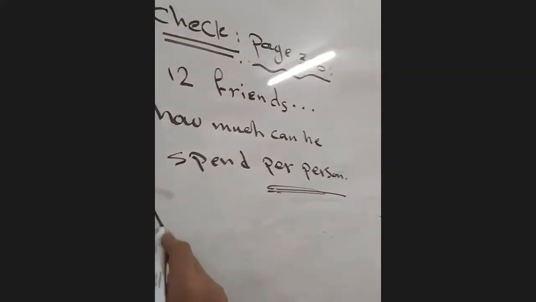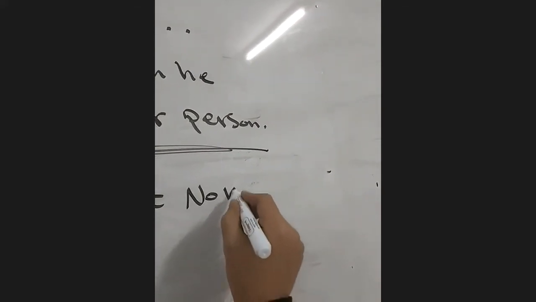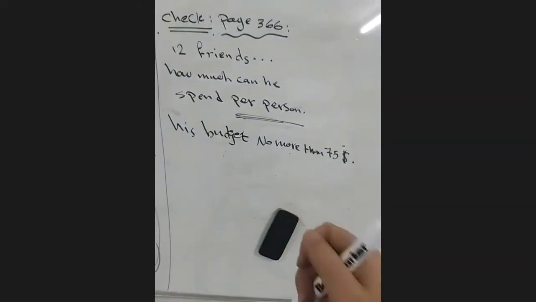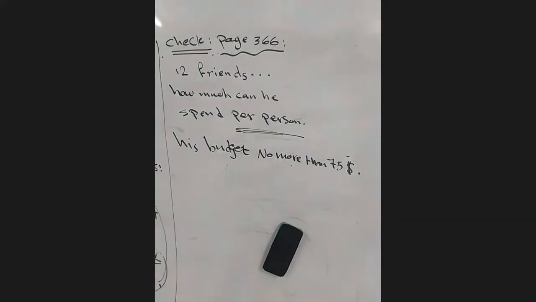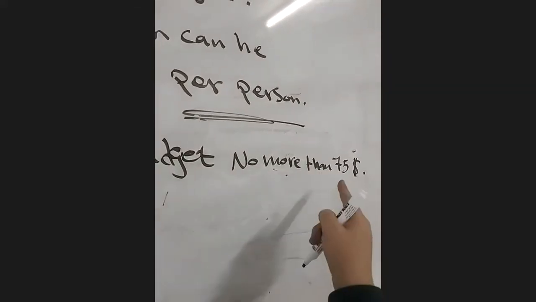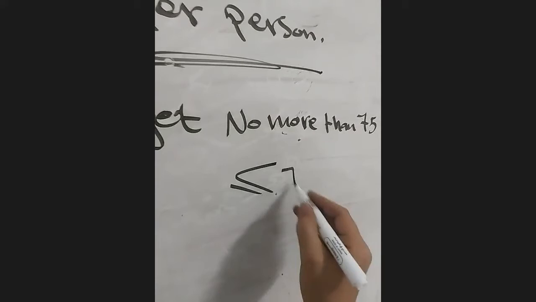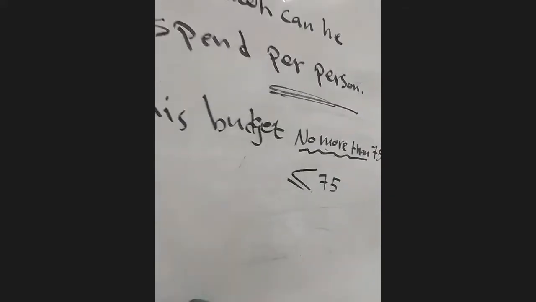On party favors if his budget is no more than $75. His budget is no more than how much? $75. So this guy's father told him, here is $75, have a party and invite 12 friends, but no more than that. He cannot spend more than 75. So what will the inequality be? More than 75 or less than or equal to 75? Less than or equal. Because no more than means less than or equal, right?